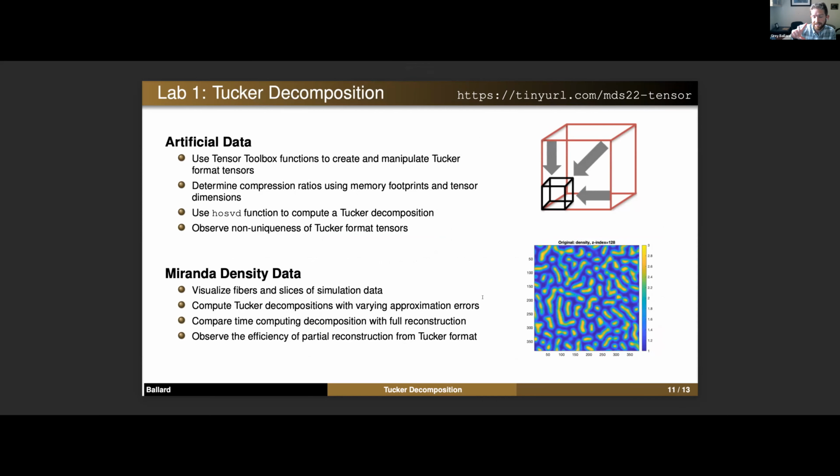Okay, so here's the overview of the lab. You can find it at the website, which I think you've already gotten to. I'll give you a chance to work with both artificial data and the Miranda density data set.